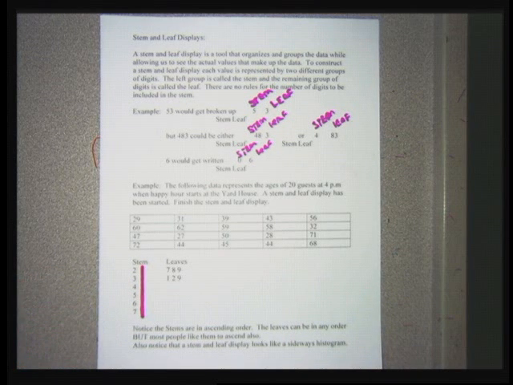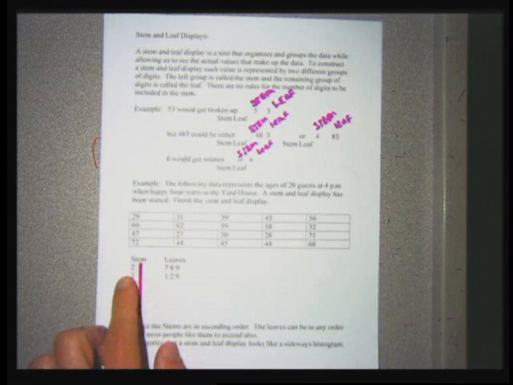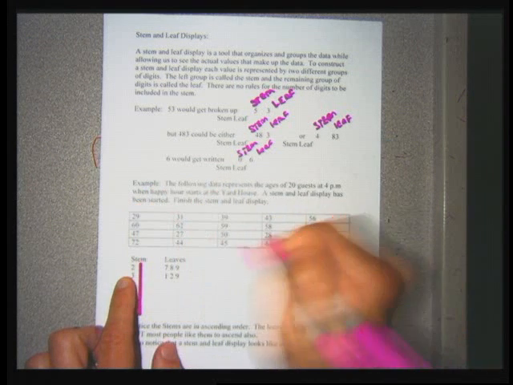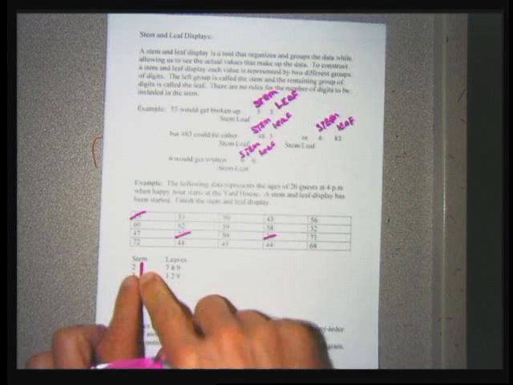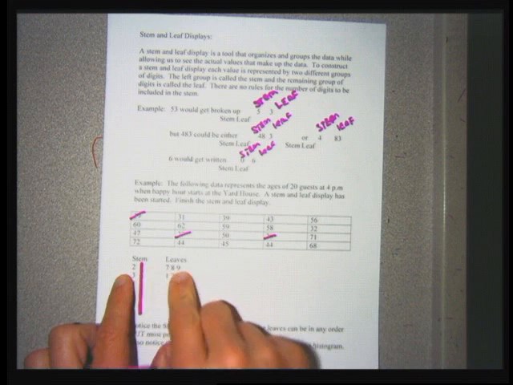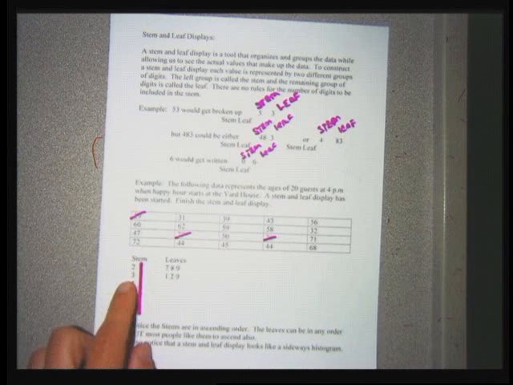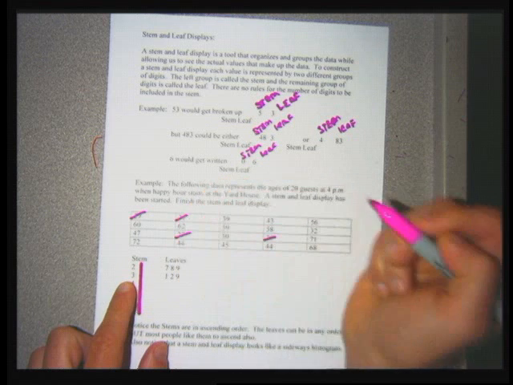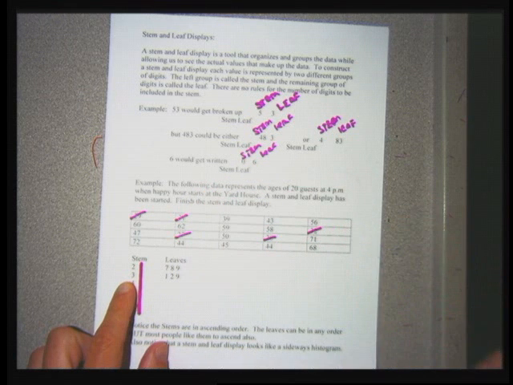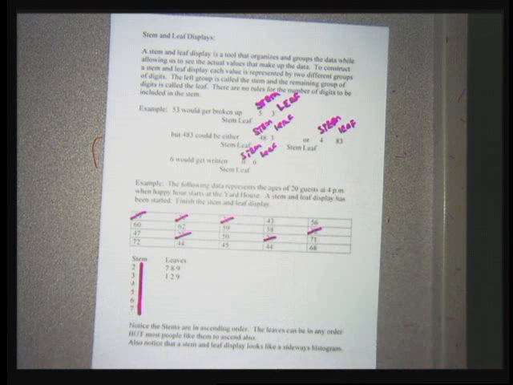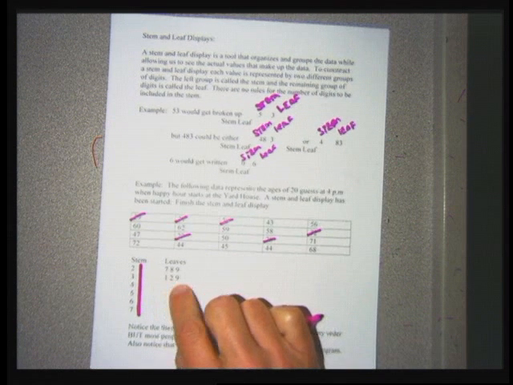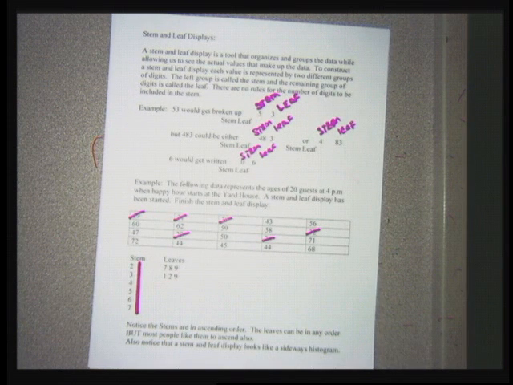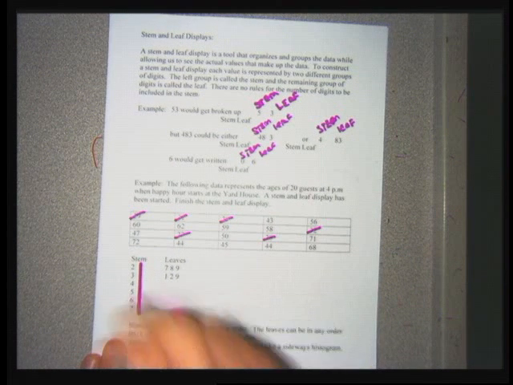And now I started making the leaves. After the 2, I'm going to write any person that was in their 20s. There was a person that was 27, 28, and 29. The 7, 8, and 9, so that's the 27-year-old person, the 28-year-old person, the 29-year-old person. After the 3, I have a 1 for the 31-year-old, 2 for the 32-year-old, 9 for the 39-year-old. That's all the people that were in their 30s. I like my leaves to be in ascending order, but if you wrote 921 or 219, it wouldn't matter. But I'm going to be consistent. I'm going to make my leaves go in ascending order.